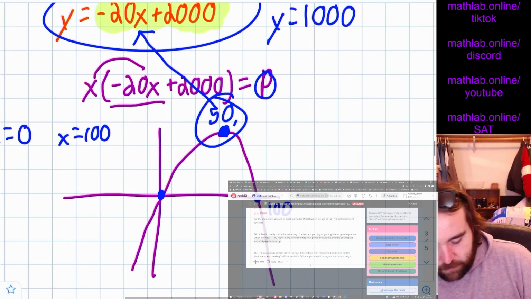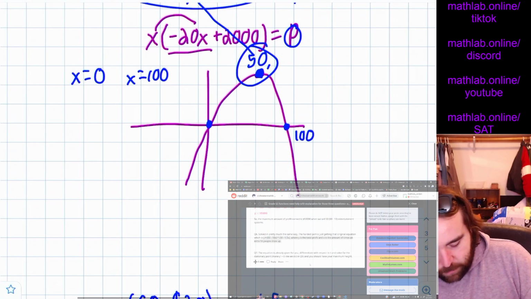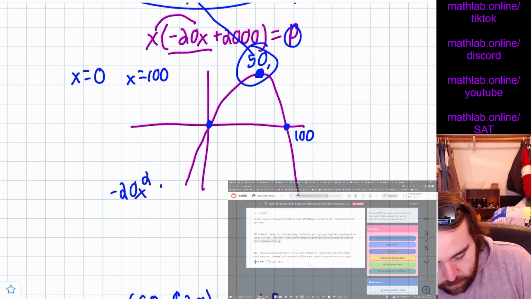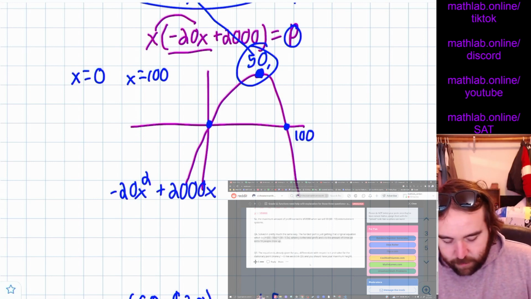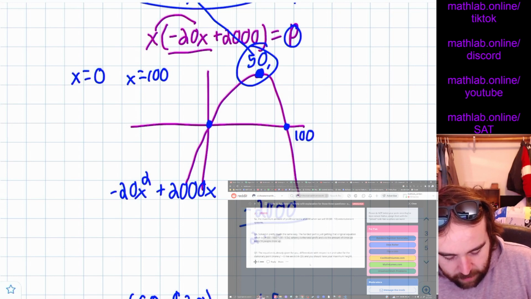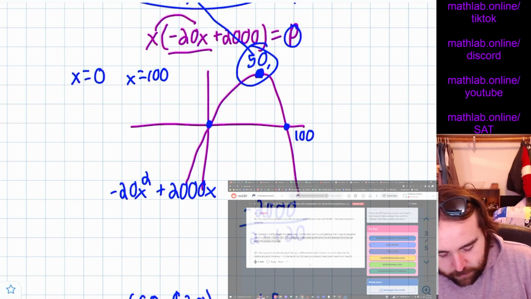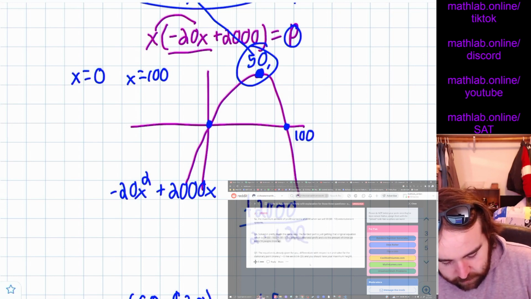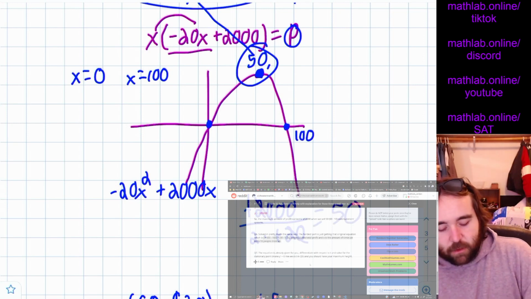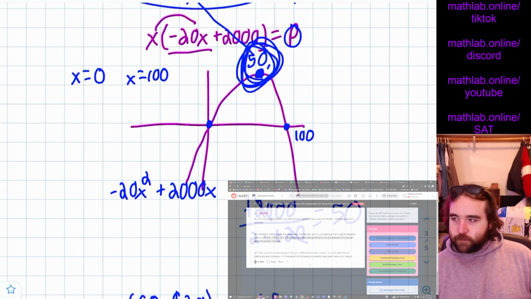So like here, if you want to see that, we would distribute. So we'd have negative 20x squared plus 2000x. So what's negative b over 2a? Well, it's negative 2000 over 2 times negative 20. So see how we cancel, cancel. We have 100 divided by 2, which is 50. And that's exactly what we got here.